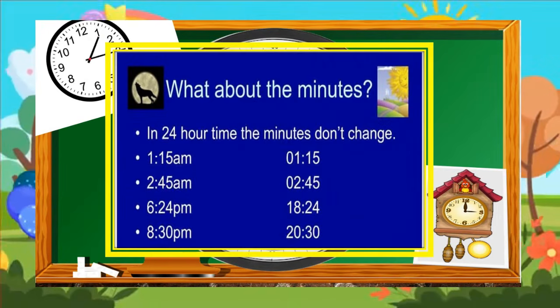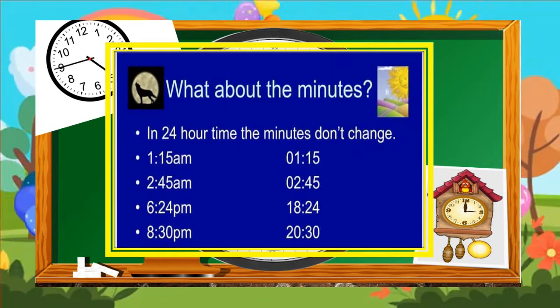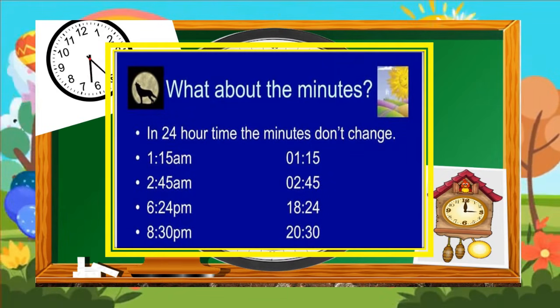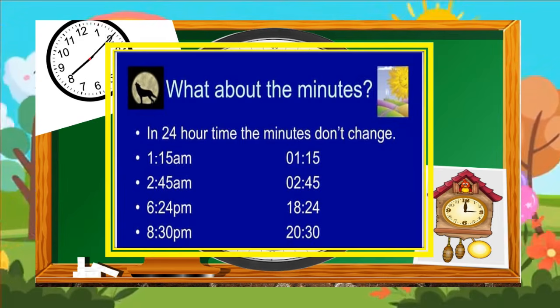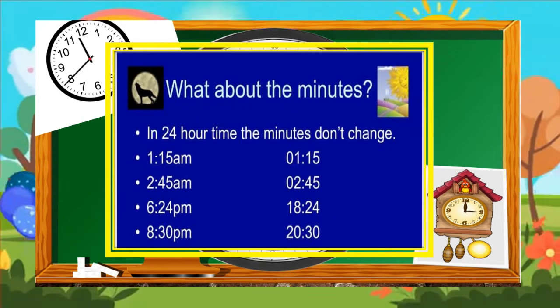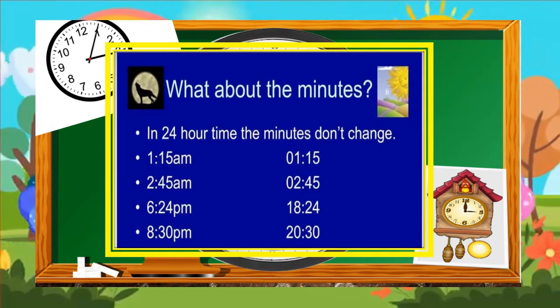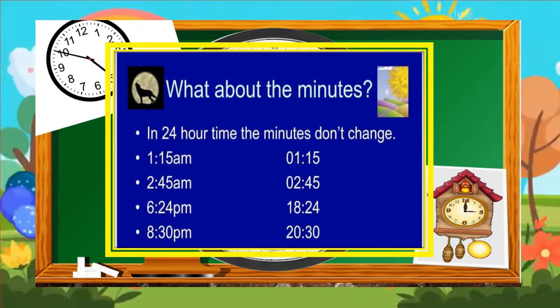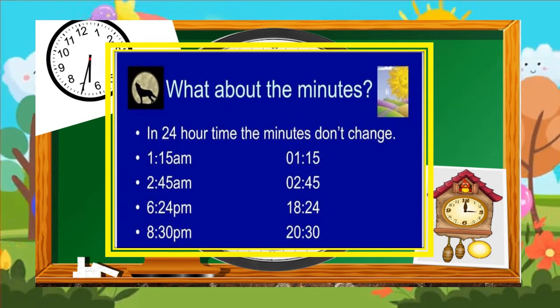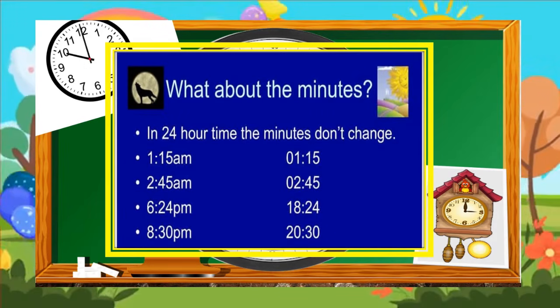Now what about the minutes? In 24-hour time, the minutes don't change. Say for example, in a 12-hour time, we say it as 1:15 AM, and in a 24-hour time, we say it as 0115 hours. In a 12-hour time, we say it as 2:45 AM, and in a 24-hour clock, we say it as 0245 hours.